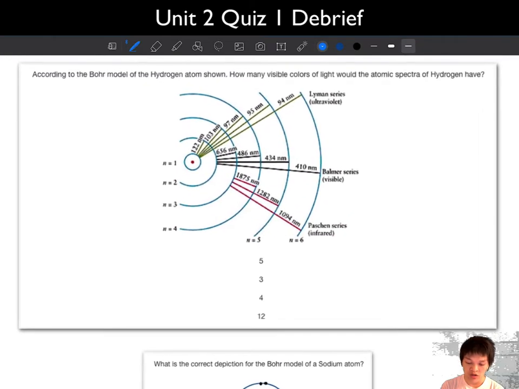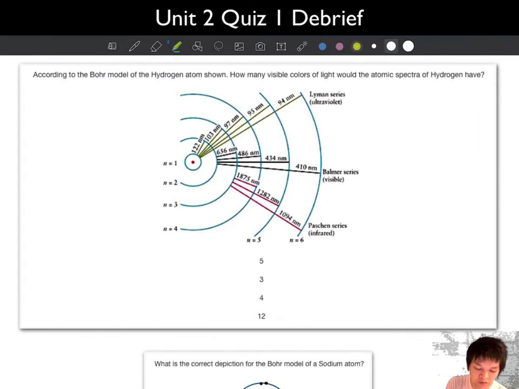Our next question has this giant diagram of the Bohr model. Okay, so according to the Bohr model of hydrogen atoms shown, how many visible colors of light would the atomic spectra of hydrogen have? Okay, so there's a lot of different forms of light. The only ones that we can see are called visible light. And if you were paying attention in class, or if you just notice right here where it says visible, there should be a certain number of wavelengths that is released from the atom.